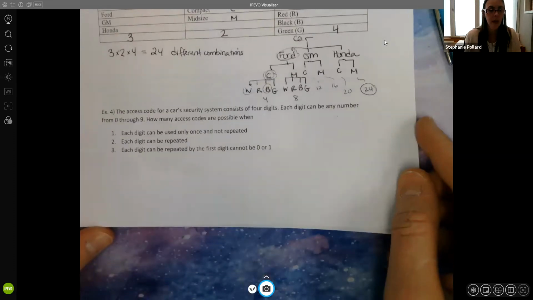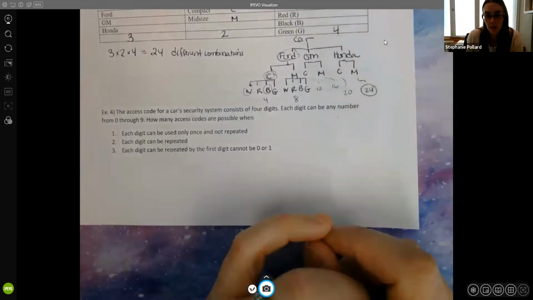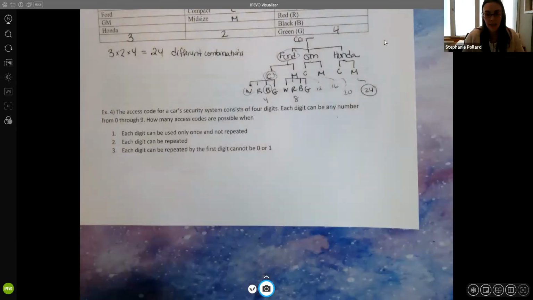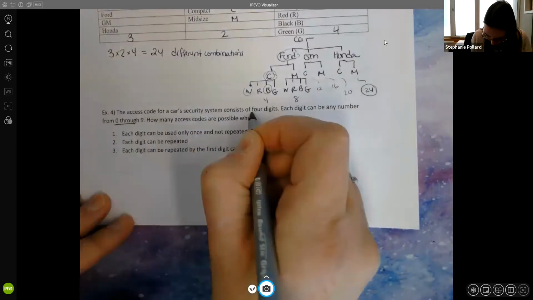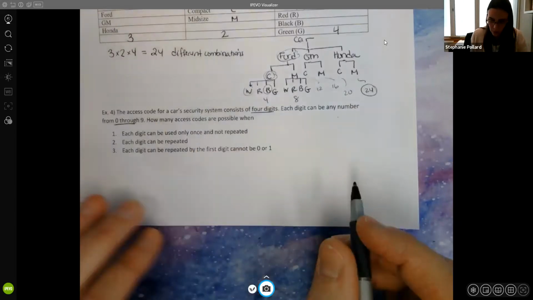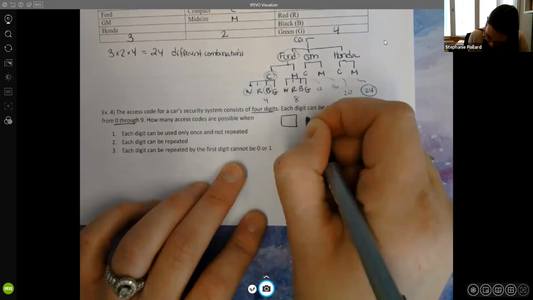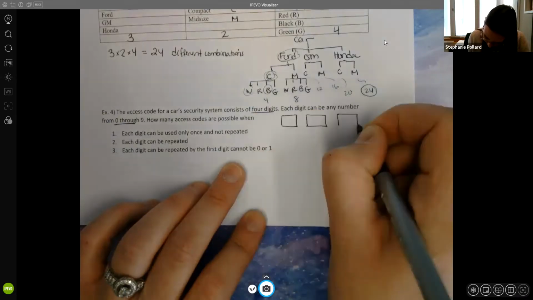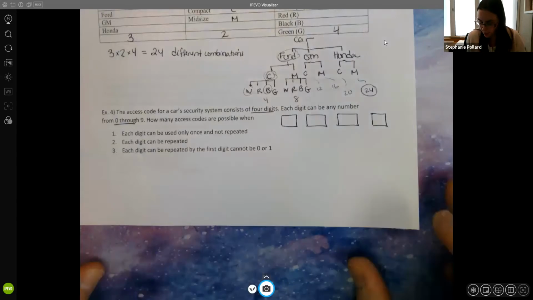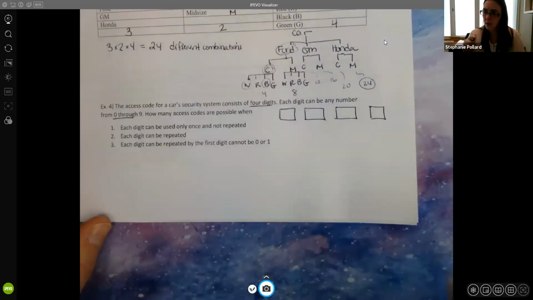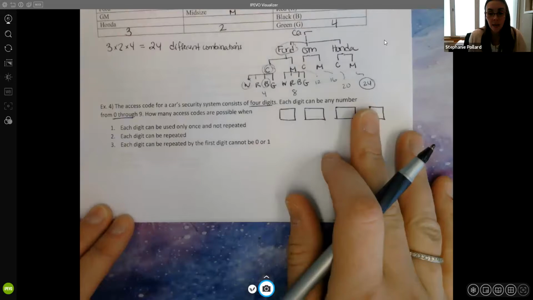Okay. The access code for a car security system consists of 4 digits. Each digit can be any number, 0 through 9. How many access codes are possible when each of the following occur, right? So you have, let's say, box 1, 2, 3, 4. So you have 4 different numbers for your access code. So some cars actually have codes where you don't need a key, right? You can enter the car using an access code. So this one has a 4-digit access code. Let's look at the combination.